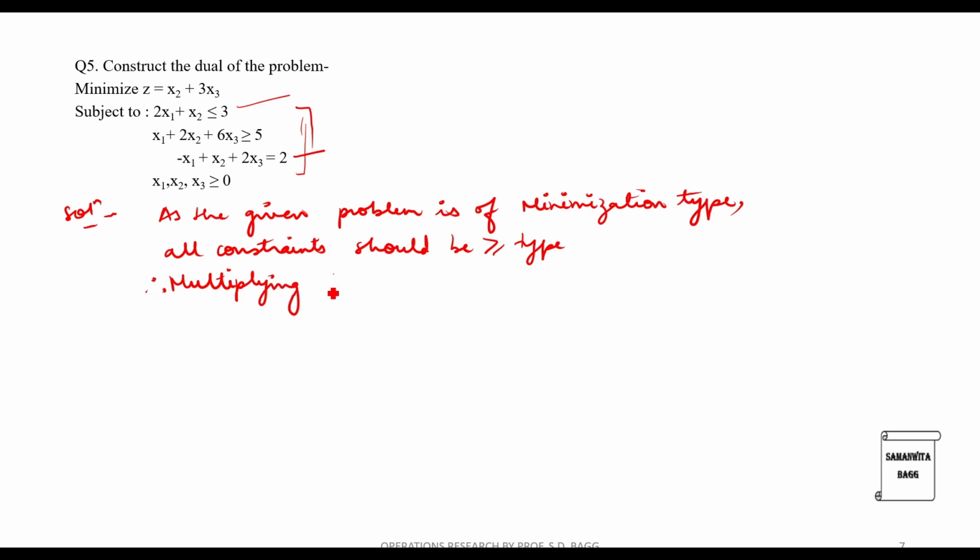So we are multiplying the first constraint by -1 on both sides. So this will now be -2x1 - x2 ≥ -3. Then we'll talk about the third constraint.